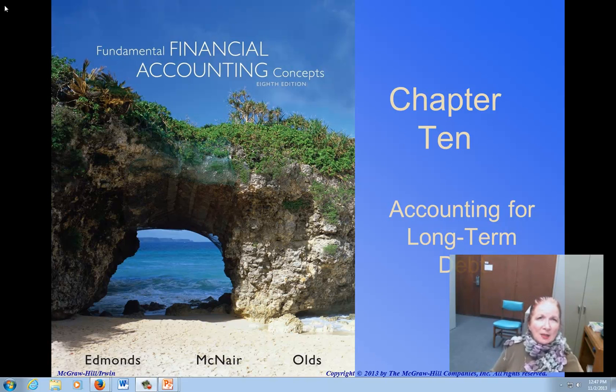Now, as we have these two methods that are available to us, the straight line and the effective interest method, I want you to be aware of both of them. I want you to be able to calculate both of them for the test, but I'm only asking you to use the straight line in your own Excel problem.